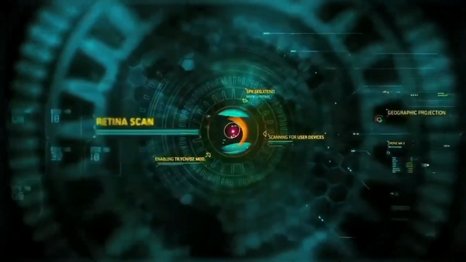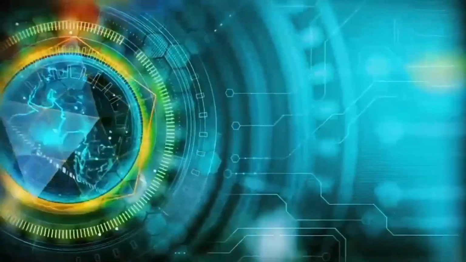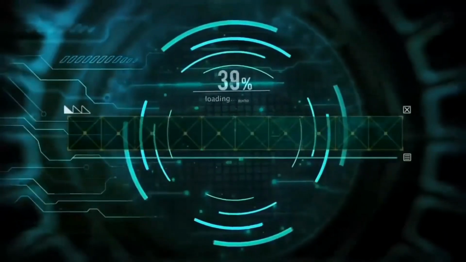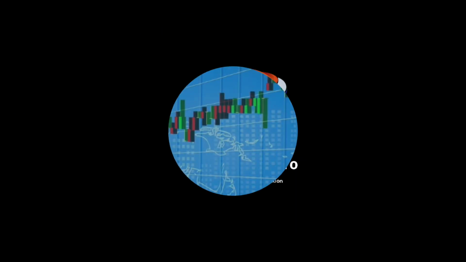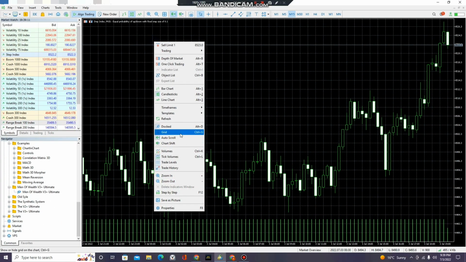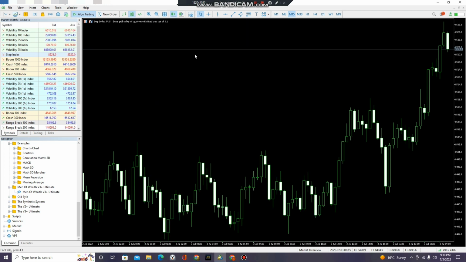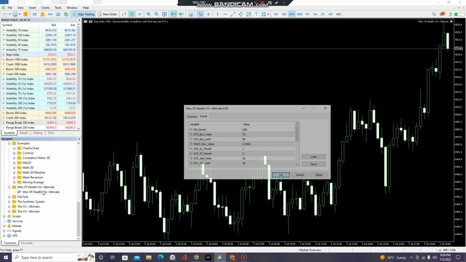So without wasting any of your time, guys, let's get right into it, man. Step Index, we're killing Deriv right now. So guys, as you can see, I already have the chart for Step Index open right here. I'm just going to go ahead and remove whatever I need to remove and just go for Man of Wealth.